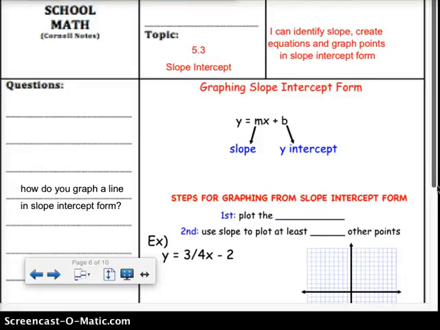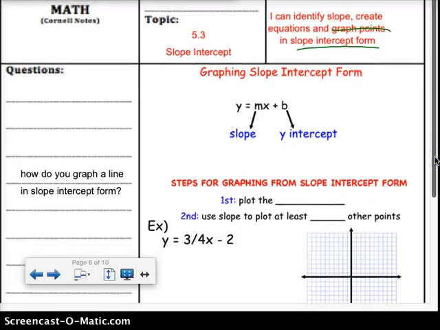Okay, we're moving on to the actual application now that we know how to identify slope and how to identify the y-intercept. And we are finally going to graph lines that are in slope-intercept form. So I do have how slope-intercept looks. Y equals mx plus b. The m is the slope, the b is the y-intercept. You have to memorize that.